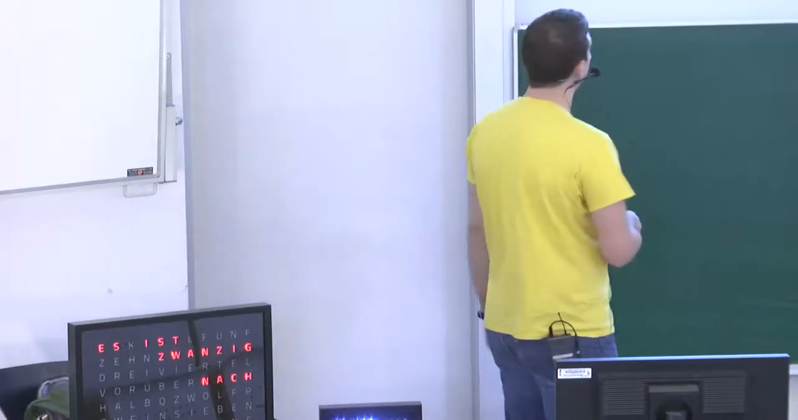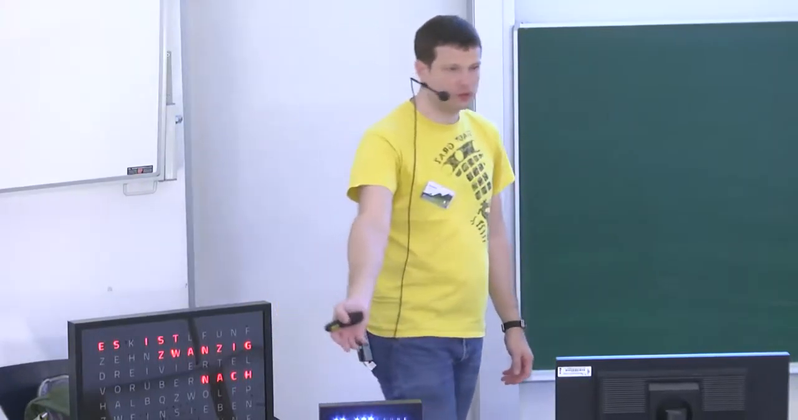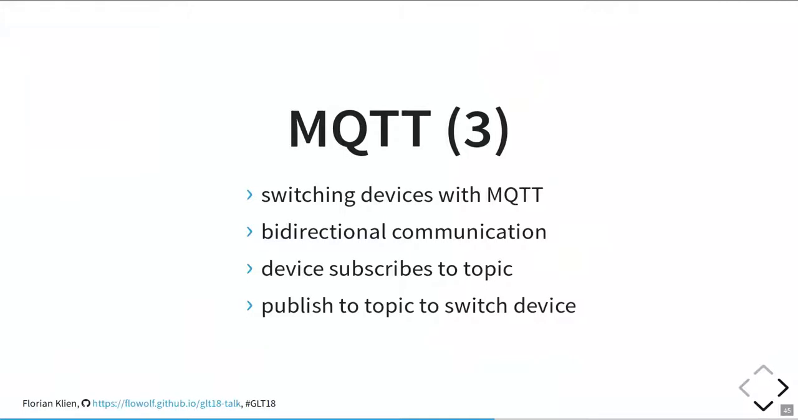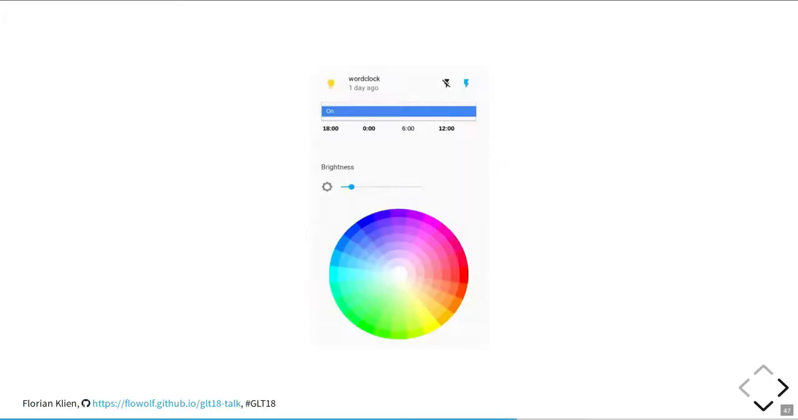Okay. So this allows us to switch MQTT devices and switch my Wordclock on the home automation, and it allows also for bi-directional communication. So you would have one topic to communicate back, for example. Yeah. So my home automation of choice is Home Assistant, and the Wordclock looks like this in the user interface. So I can turn it on, change the different brightness levels, and switch between colors.